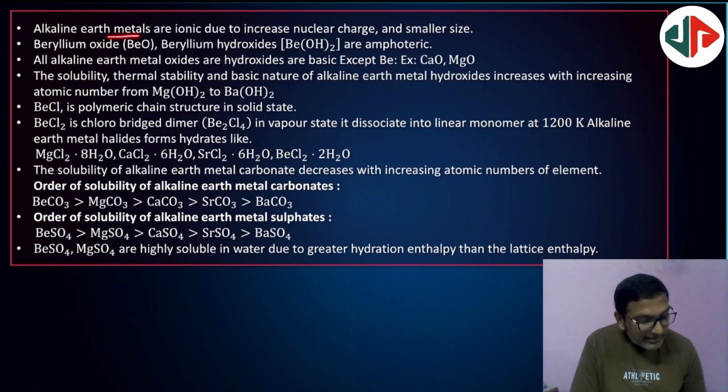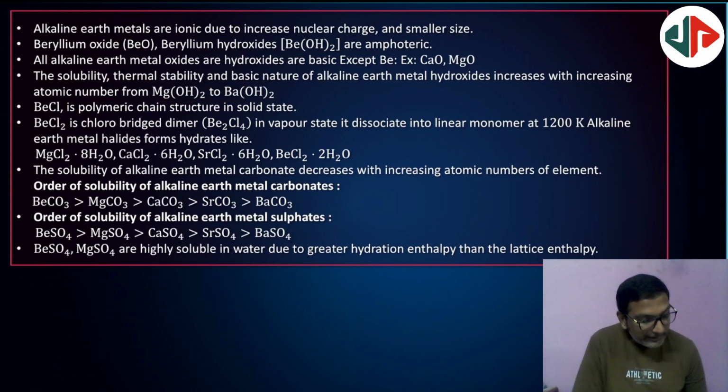So alkaline earth metals are ionic due to increase in nuclear charge and smaller size. They can lose electrons more easily, therefore they can form ionic compounds. Next, beryllium oxide and beryllium hydroxide are amphoteric. Remaining oxides and hydroxides are alkaline or basic. Next, solubility, thermal stability, basic nature of alkaline earth metal hydroxides increases down the group.